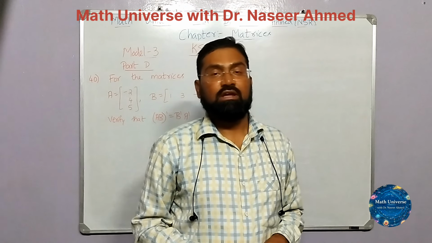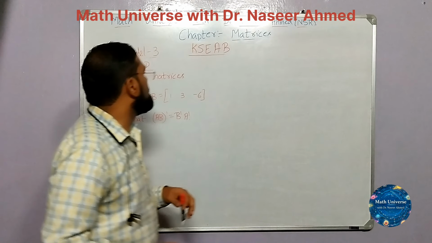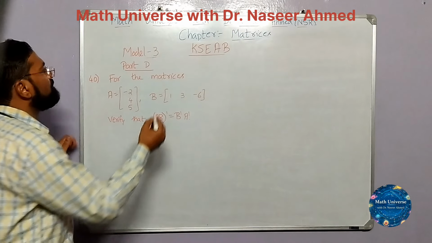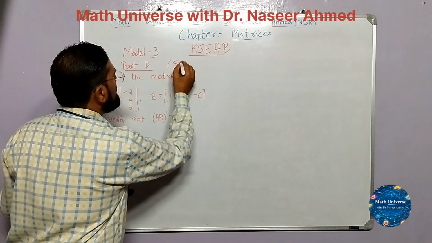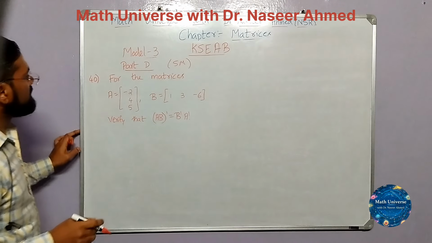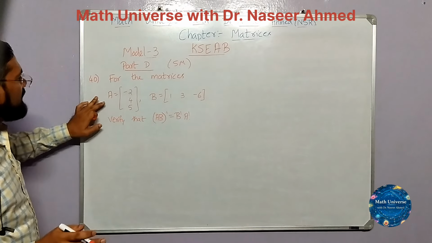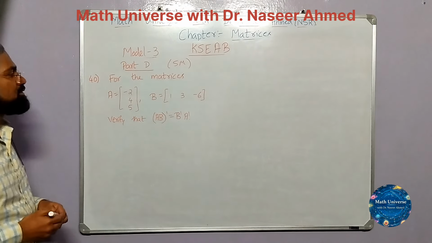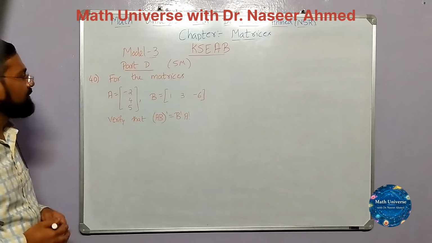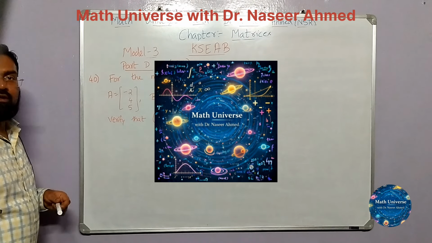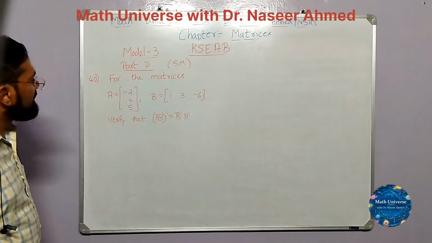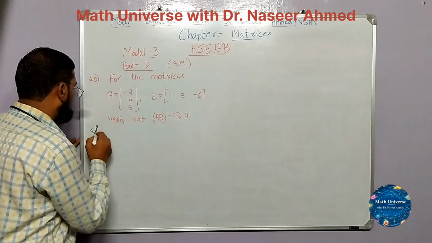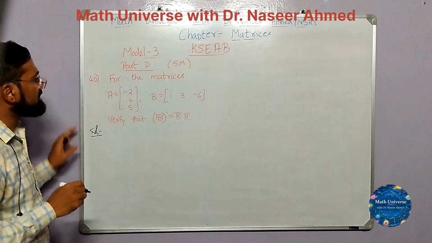My dear students, we are at the last problem of the model paper, and it's a 5-marker question, part D, model paper number 3. For the matrices A and B given here, we have to verify that (A into B) whole transpose is B transpose into A transpose. It is one of the properties of transpose of a matrix, and it is given as a 5-marker question. Let us go ahead, and this will be a bit tricky because it's a rectangular matrix.